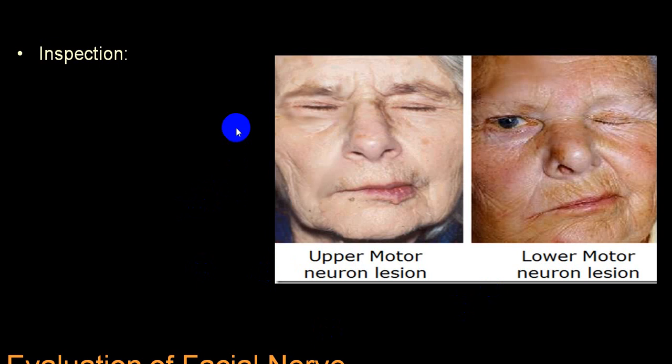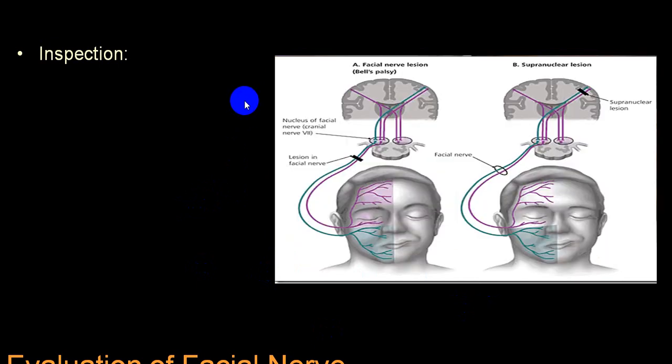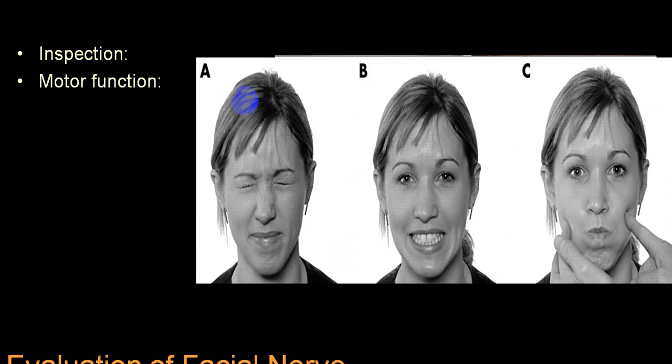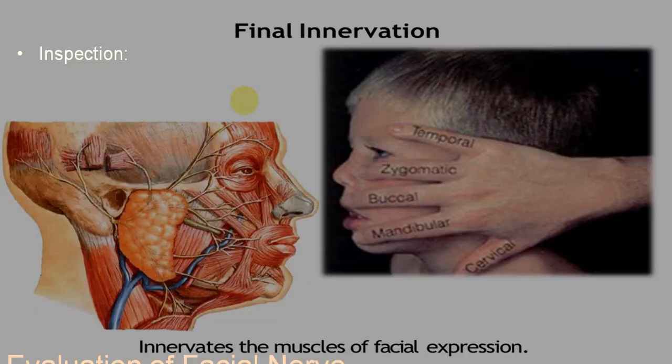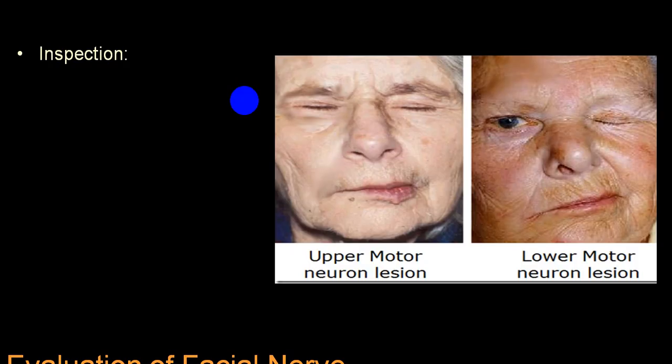So while evaluating, you have to ask the person to perform different actions. While doing a motor function examination, we'll be asking the person to do some action. So we ask the person to show the teeth, close the eye tightly. Now you can see here, the person is not able to close this eye, and there is no contraction of the muscle on this side. That is the right side of the patient.